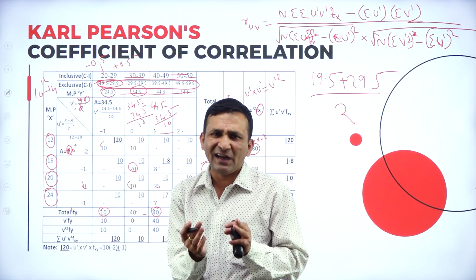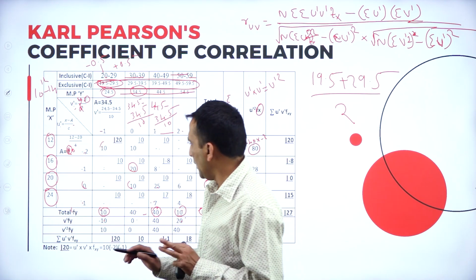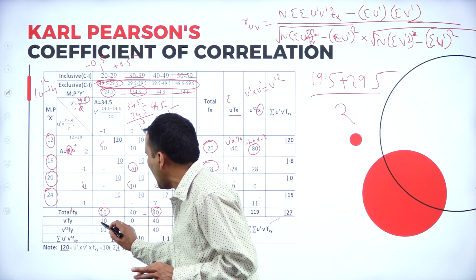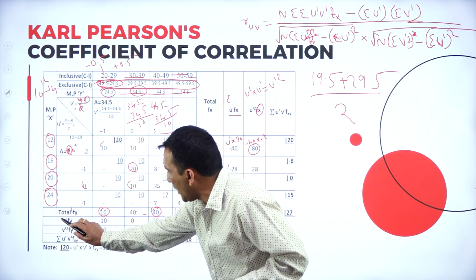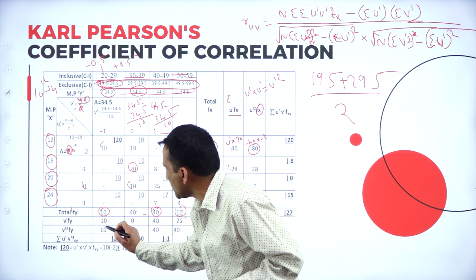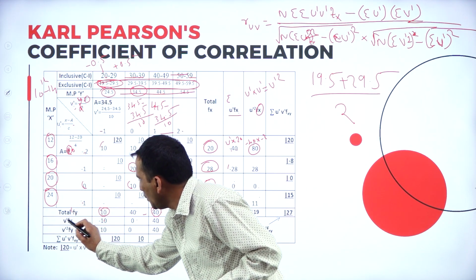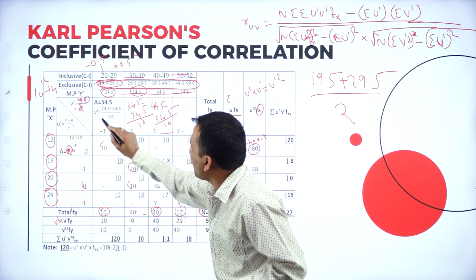Now we need V dash square. The common frequency, and V dash frequency Y we already got. Now we are multiplying because we need to get V dash square. It's very simple: V dash is already there, you need to multiply V dash one more time.